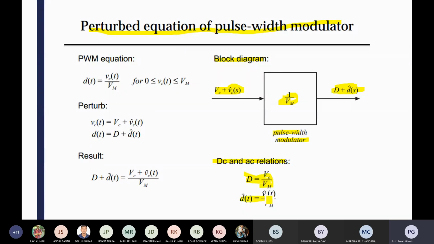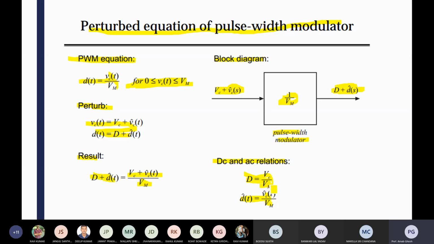and for your AC component, d cap t equals Vc cap by Vm. That is the steady state value, that is the AC value, and you are getting that PWM signal over here. So d equals Vc by Vm. You know these equations, that range I have discussed in my previous slides. Then you use the perturbation, and that result is D plus d cap t. D plus d cap t equals Vc plus Vc cap t, whole divided by Vm.